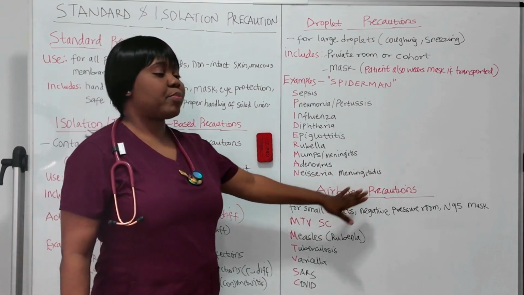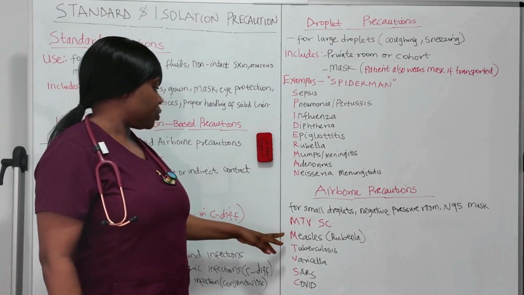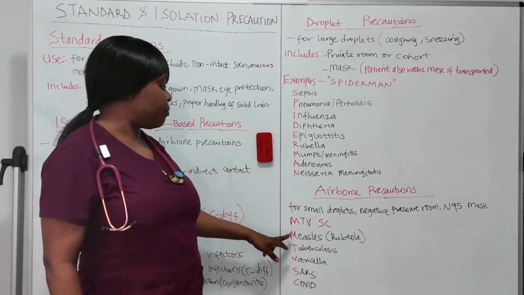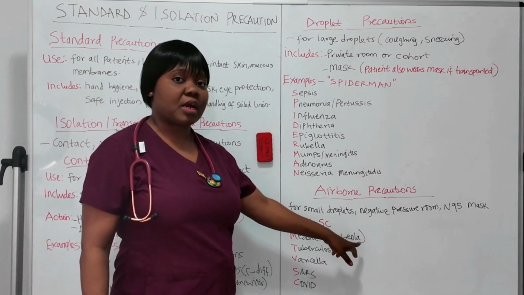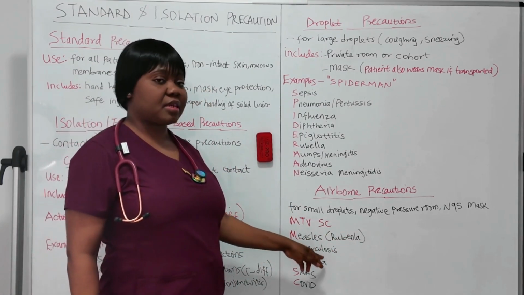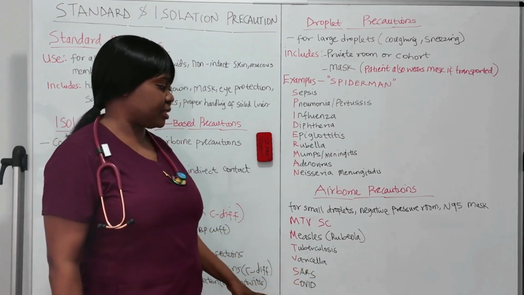Example of airborne precaution, I use an acronym MTVSC. So MTV, like MTV in the air, right? M for measles, where we have rubeola. Then T for tuberculosis, V is for varicella, S for SARS, and C for COVID, like COVID-19.